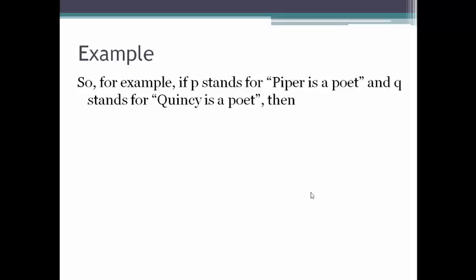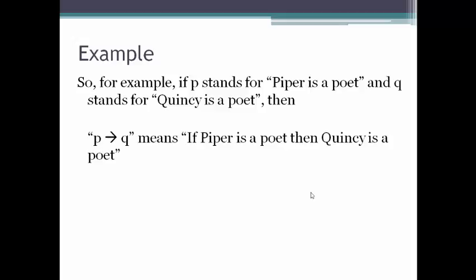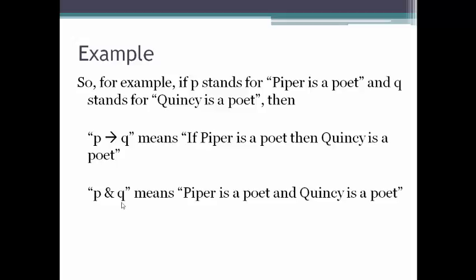So, for example, if P stands for Piper is a poet, and Q stands for Quincy is a poet, then this means if Piper is a poet, then Quincy is a poet. This means Piper is a poet and Quincy is a poet. And this means Quincy is not a poet.